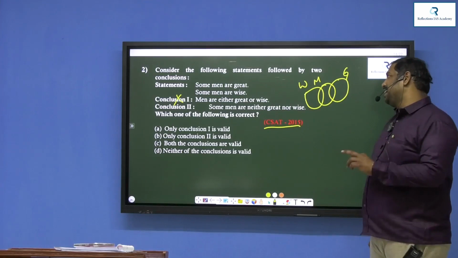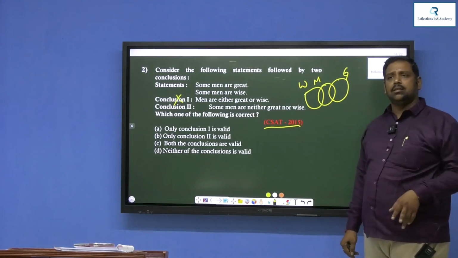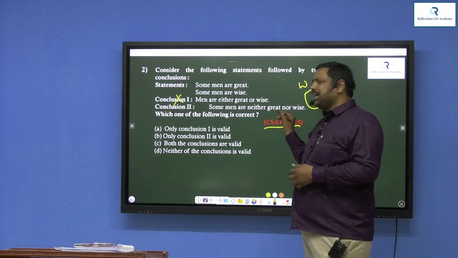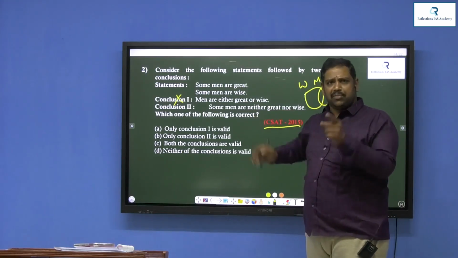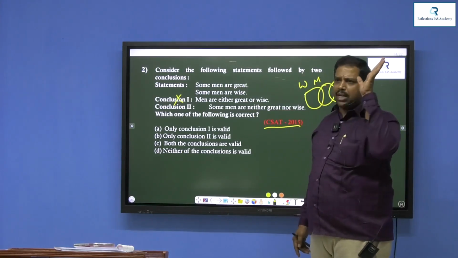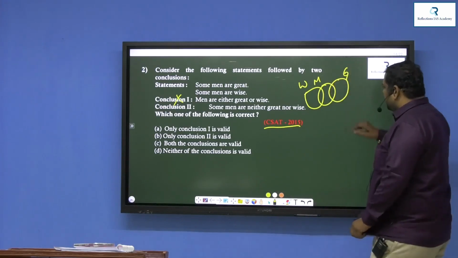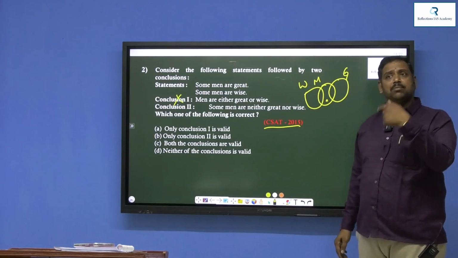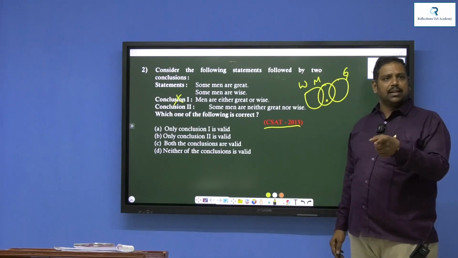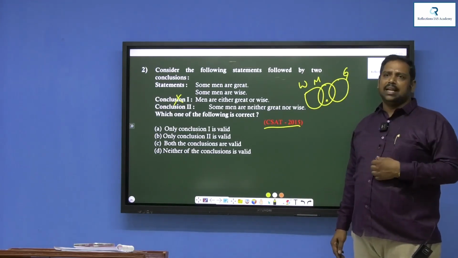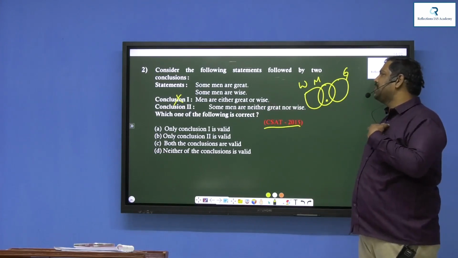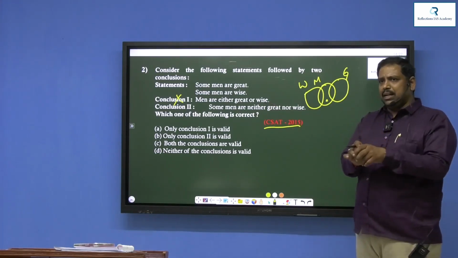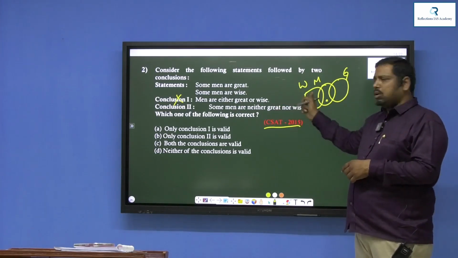Conclusion 2: some men are neither great nor wise. Yeah. Some men are neither great nor wise means it is negative one. Yes or no? Definite only, right? Neither nor means, okay, definite negative. Definite negatives here are some men. They are neither wise nor great. Definite negative is possible. Correct. From the basic. Then what will you do? Negation. Negation means what happens, sir? All men will be either yes or no.